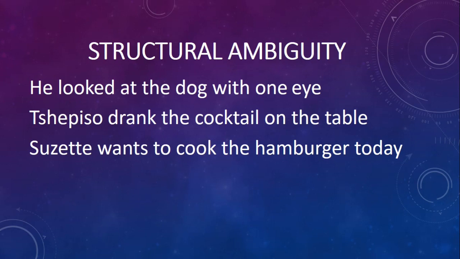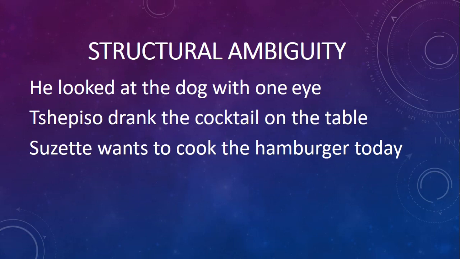He looked at the dog with one eye could mean that the dog has one eye, in which case the prepositional phrase with one eye modifies the noun phrase dog. Or it could mean that he used one of his eyes to look at the dog, in which case the prepositional phrase would probably modify the verb phrase, the event of looking at the dog.